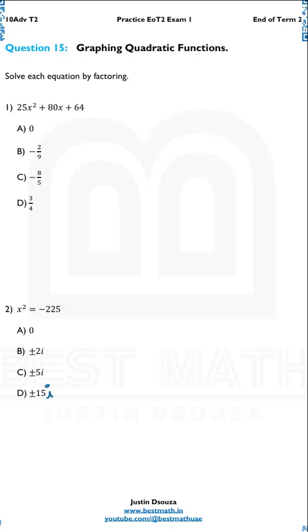That's how we solve all these MCQs directly in the calculator. It's so easy to solve them.